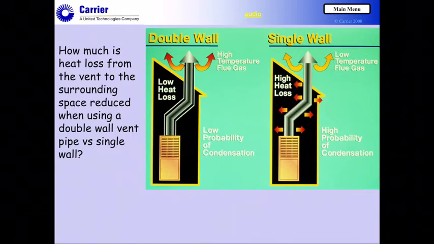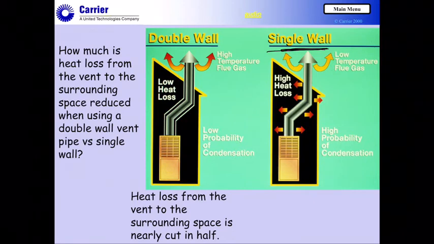So let's take a look at this next image. How much is heat loss from the vent system to the surrounding space reduced when you're using that double wall system versus a single wall pipe? Now, a double wall system, it's really, really low. You don't lose a lot of heat out of a double wall system in most systems, so your probability of condensation being a real problem is much, much lower. But in a single wall system, it is substantial, especially when you don't have an excessive amount of heat due to the venting. So we really try to minimize the use of single wall pipe as much as we possibly can.